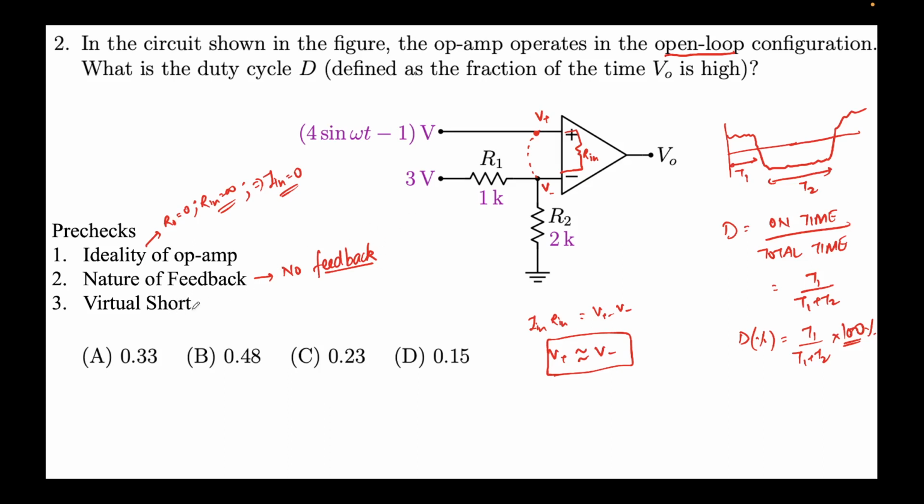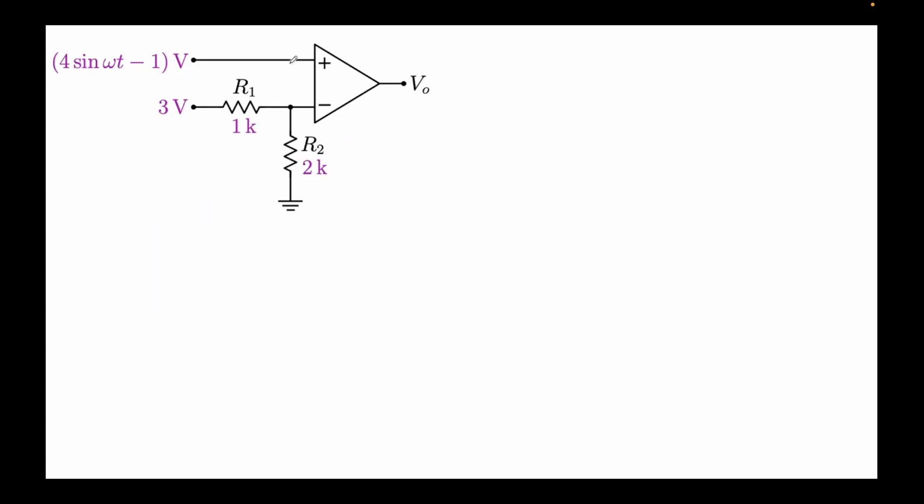Again, this is a key thing. So these are the pre-checks or assumptions that we make, right? Now based on these assumptions, let's go ahead and try to solve this problem. All right, so let's do that. Let's find out the potentials V minus and V plus. What we are required to find is the duty cycle. To do that, first let's identify the potential of this node V minus. So how do we do it?